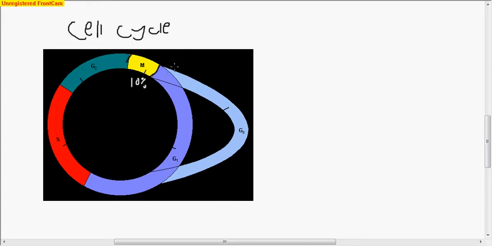Now, some cells don't perform mitosis, like brain cells. Well, they go into a process called the G0 phase, where they just kind of go around in a circle. They don't really ever do anything. They don't ever replicate, they don't ever duplicate, they just live their life forever, basically, until they get killed.